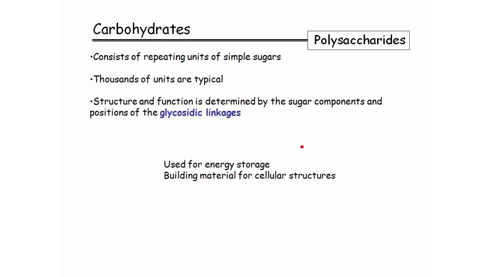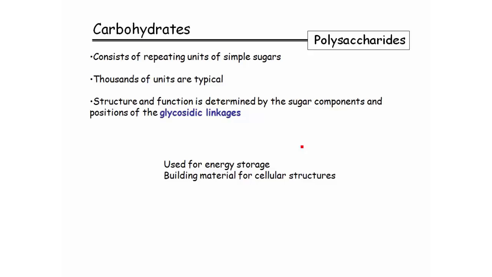Generally speaking, polysaccharides are going to have a lot of subunits or monomers that make them up. Usually we're not talking about just 5 or 10, we're usually talking about thousands of units. And the polysaccharides vary depending on what monosaccharide is used to compose them, and then also the positions of those glycosidic linkages. But we do have a number of examples of polysaccharides which are very important in nature, and some are used for energy storage, and some of them do serve as building materials for cellular structures.